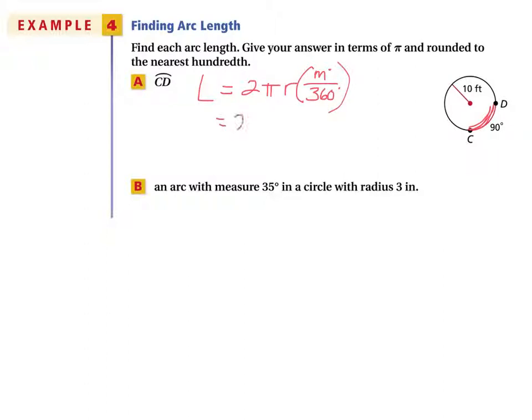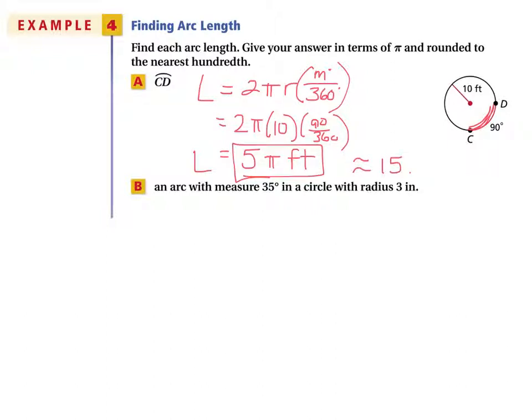That would give me 2 times pi times the radius multiplied by what? Well, this is going to be 90 degrees divided by 360. That gives me 2 times 10, which is 20, times 1/4, which will be 5 pi feet in terms of pi. And 5 times pi would give us approximately 15.71 feet.